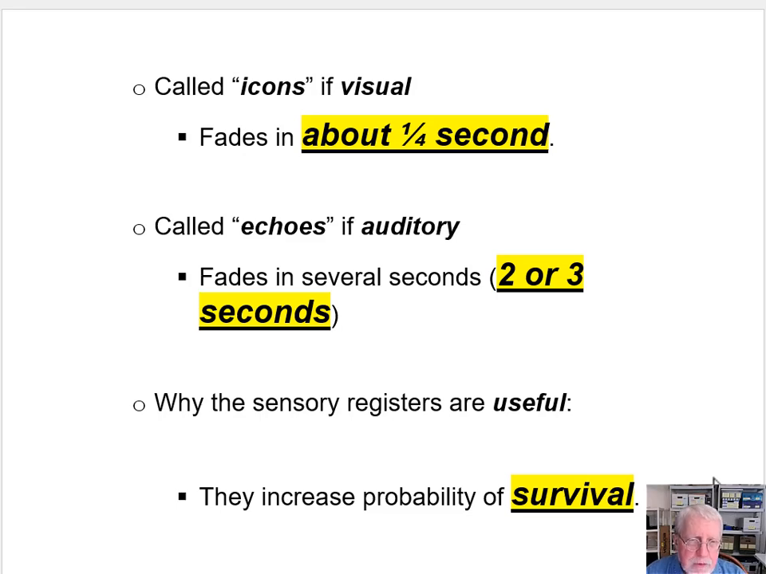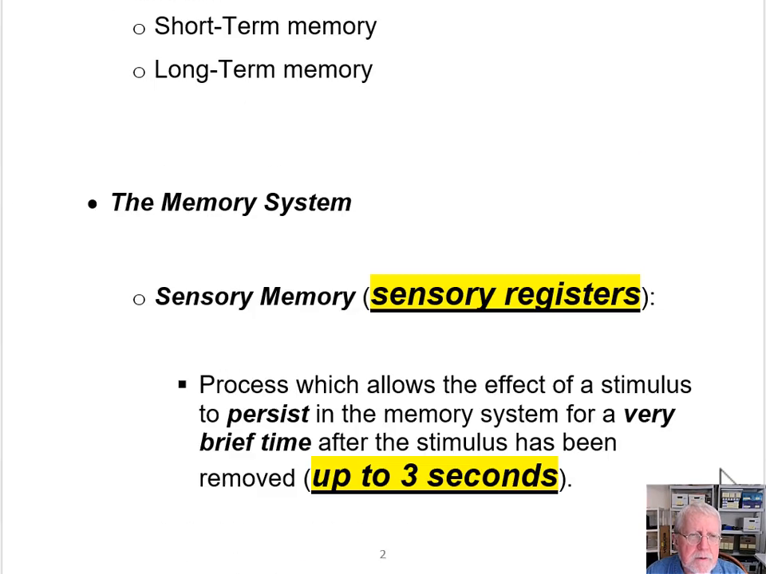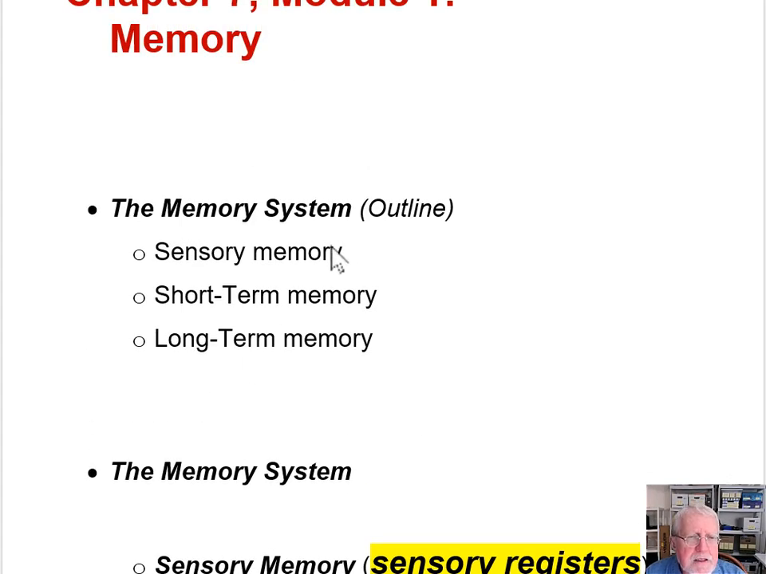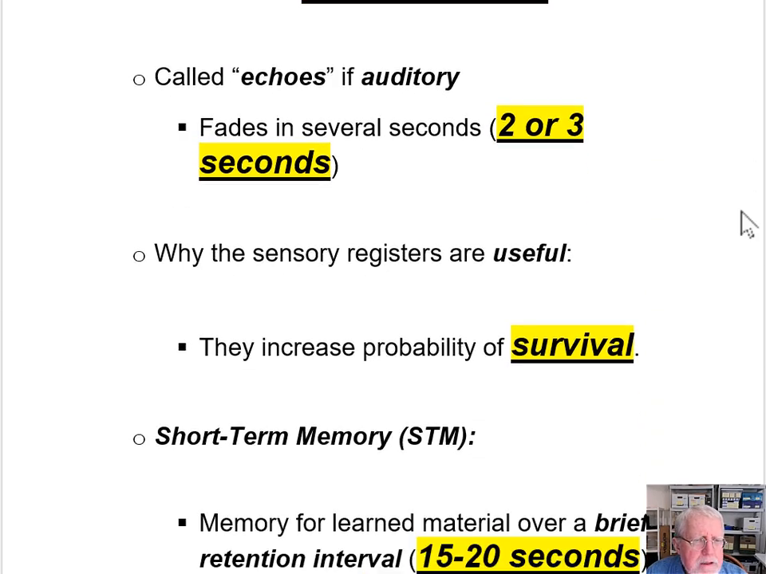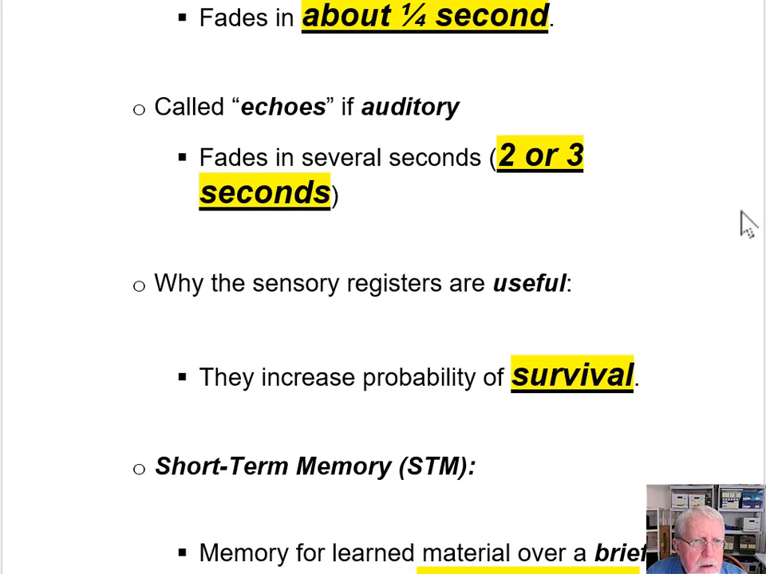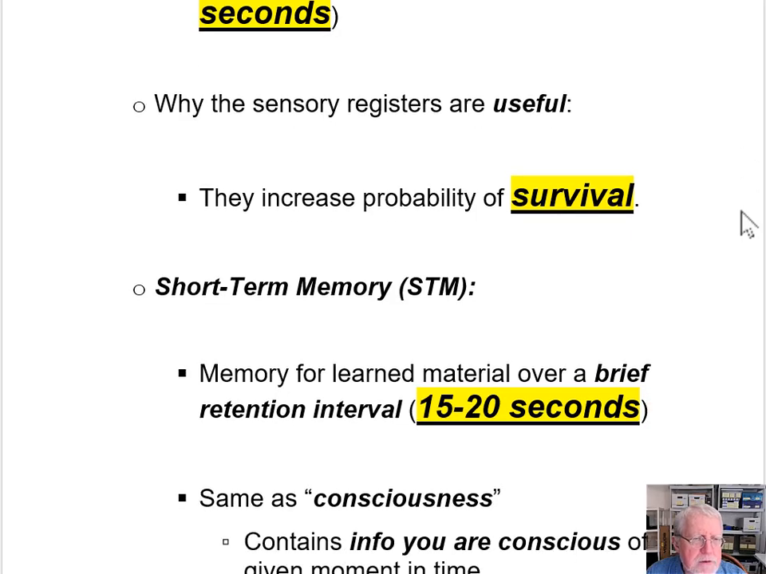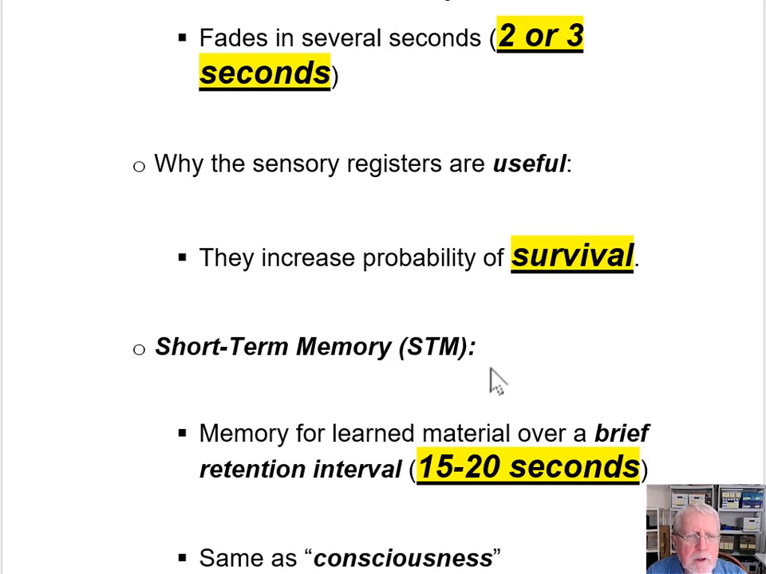So, we're talking about the three-part memory system, which we divide into sensory memory, short-term memory, and long-term memory. We've discussed sensory memory. Let's now move forward to short-term memory. In my lecture notes, this picks up about halfway down page 3. Short-term memory, which we'll abbreviate STM. We can define it as memory for learned material over a brief retention interval.